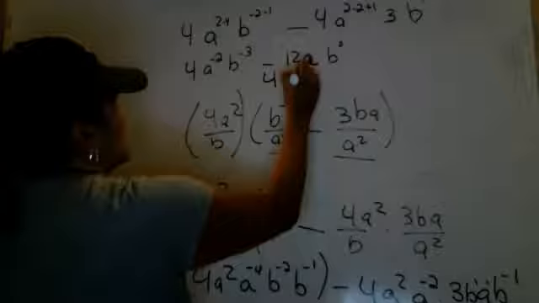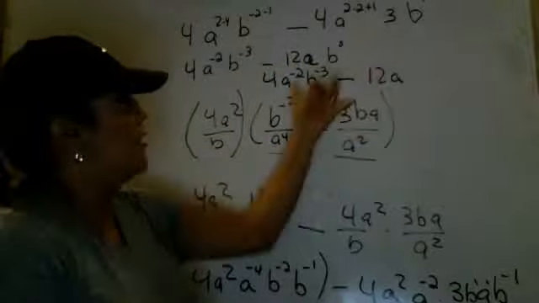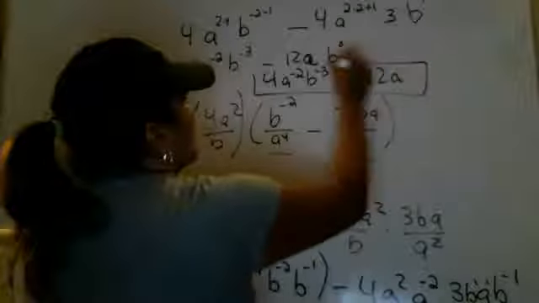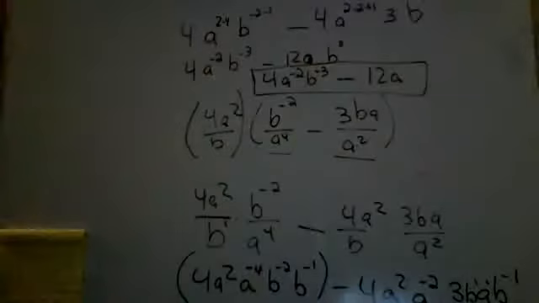Now, can you combine them? Do you have like terms? No. You have an a and b here, and you only have an a, regardless of what the powers are. So that's as far as you can simplify it. Because they are not like terms, we cannot combine those two terms together. And that is it.